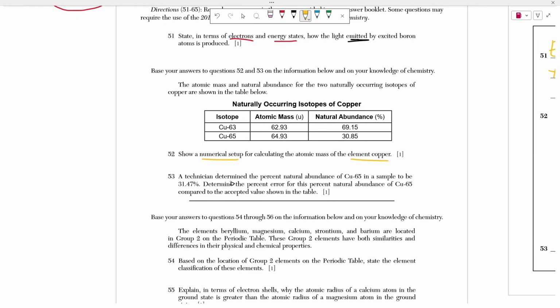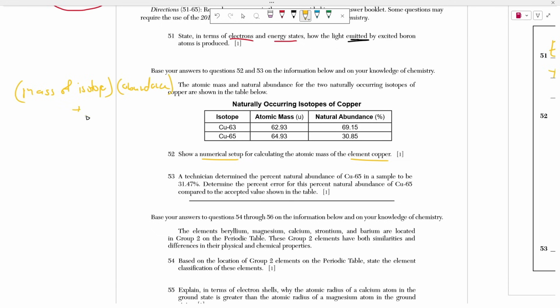All we need to do is just show the setup, or show how you would arrange the numbers to then solve for this atomic mass. So how do you find the atomic mass? Well, you multiply the mass of the isotope by the abundance.